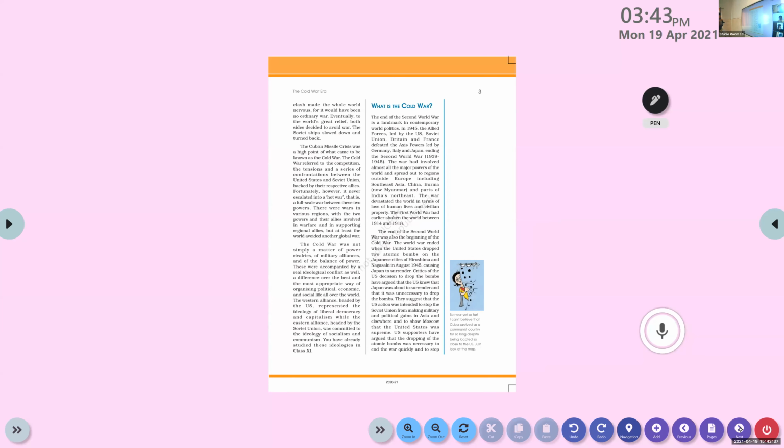Okay, the clash made the whole world nervous, for it would have been no ordinary war. Eventually, to the world's great relief, both sides decided to avoid war. What is that? Both sides, America and Russia, avoided the war. The Soviet ships slowed down and turned back. So they did not attack. The Soviet ships did not attack any American ship, and the American ships were just to give a warning.